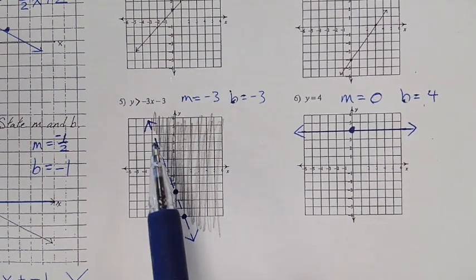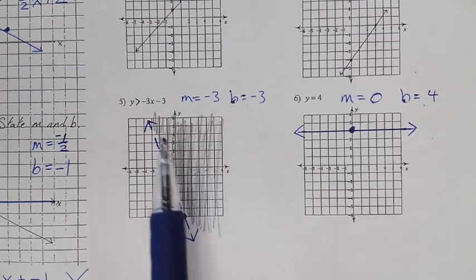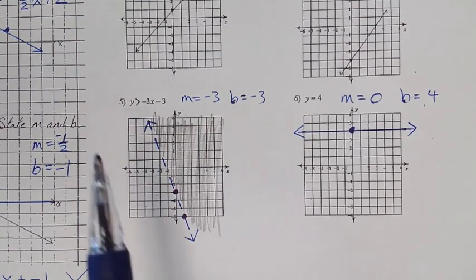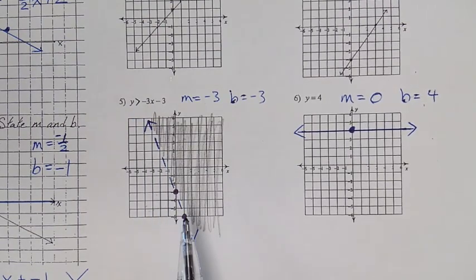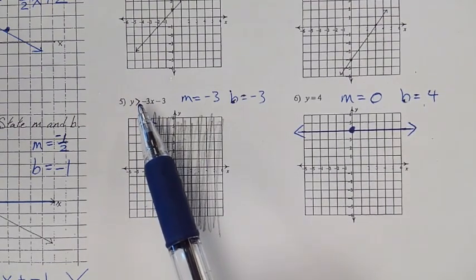Right. It's only greater than. There's no equal to sign. And so that's why it's a dotted line. How many of you remember to do a dotted line instead of a solid line? Good. You guys paid attention in class. All right. And because it says greater than, I'm going to shade in the top part of my line.